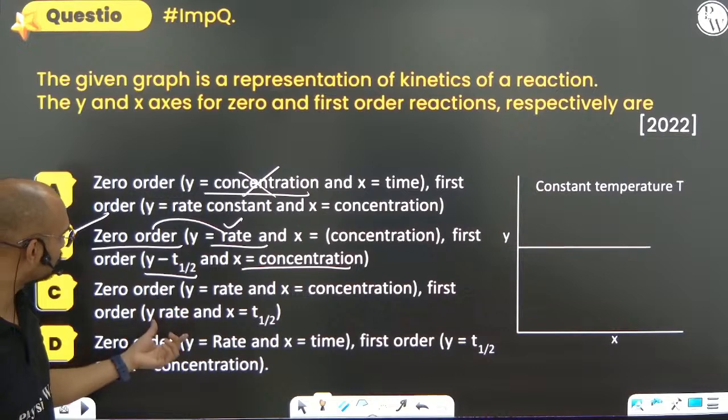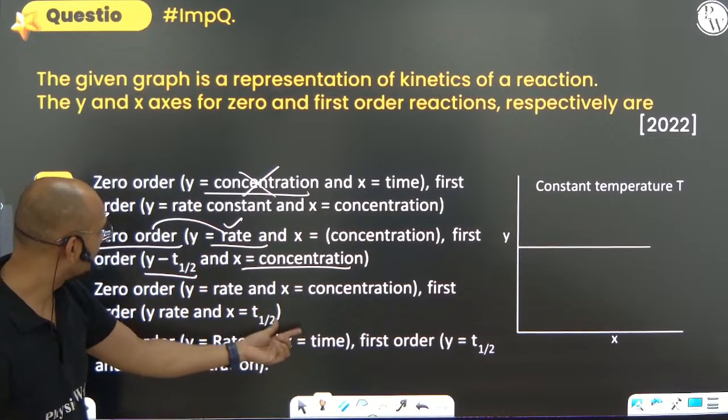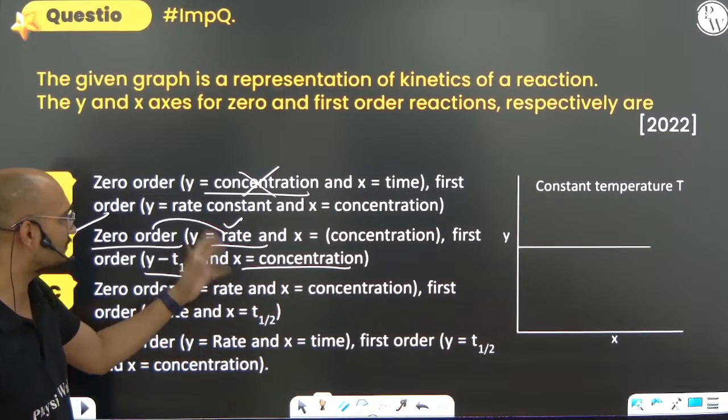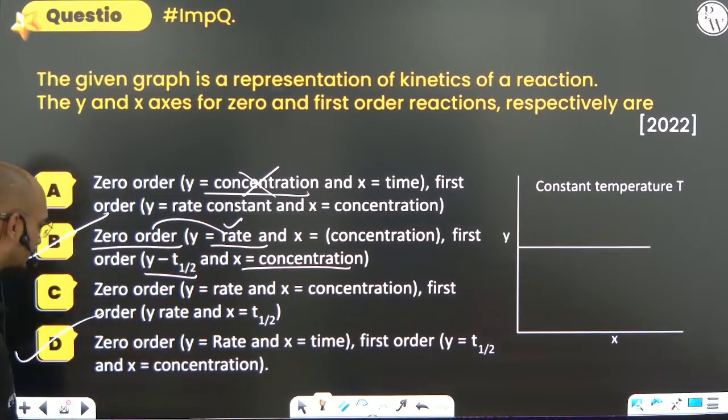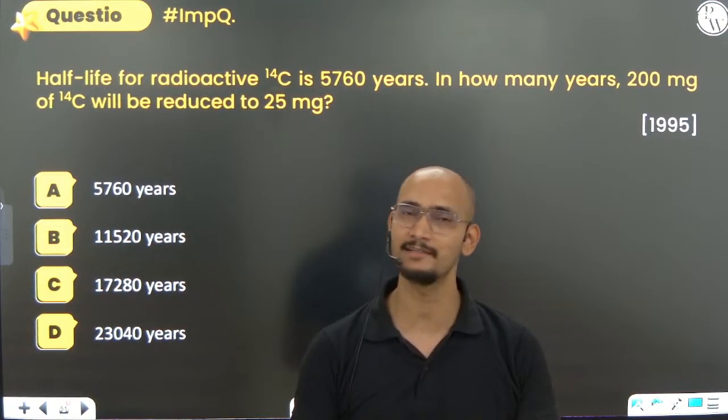I think two answers are correct. Rate and x is time. Anyways, both of them, option B and D, are correct, because for zero order reaction, rate is constant, and for first order reaction, T half is constant.